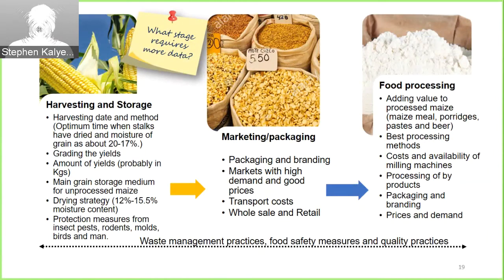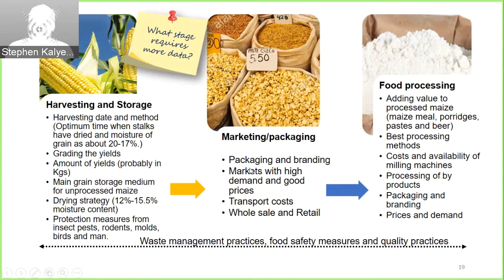How best can you protect those grains from pests, from rodents, okay, from bugs, from worms? Okay, the drying strategy. You know, maize requires 12% to 15.5% moisture content. With that, if you measure that, you're able to tell that, yeah, it is ready.